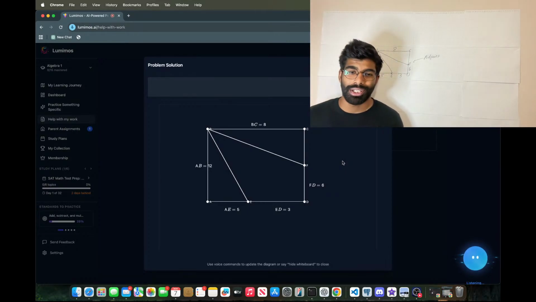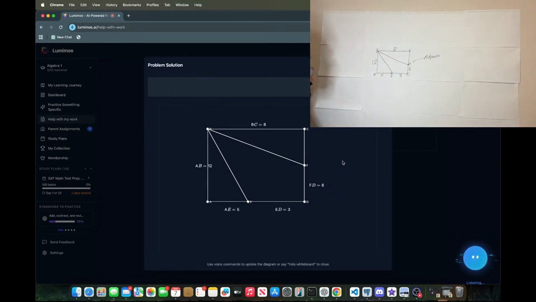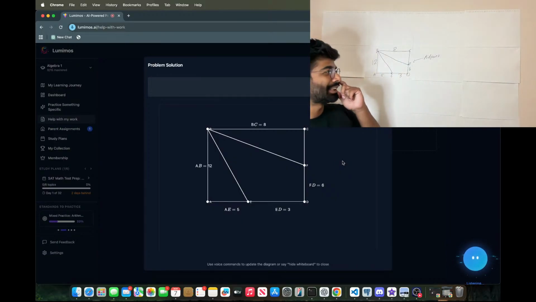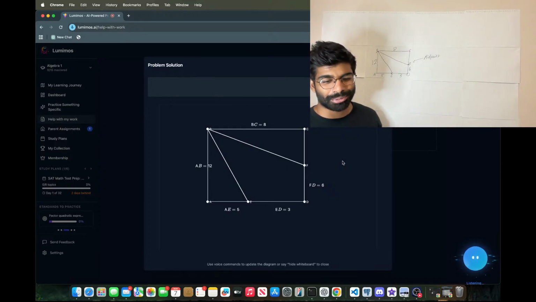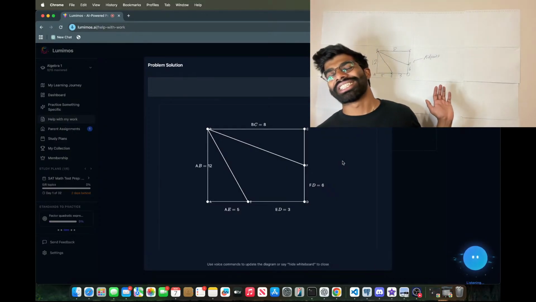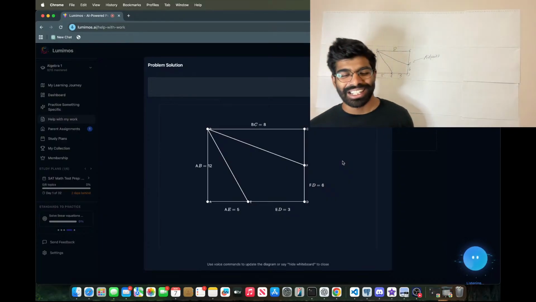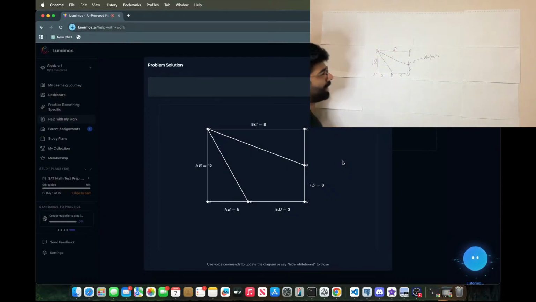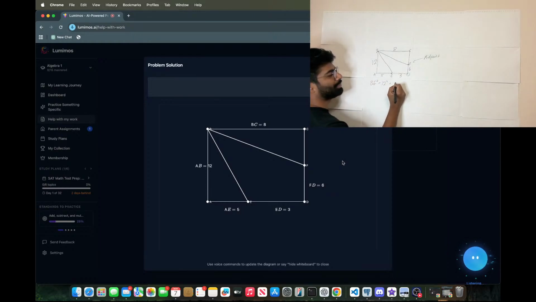I think we should start with BE because we know the other two sides. Now, I know that CF is going to be 6 by logical conclusion. But I just think BE looks nice, we can start with that. And I know it's the Pythagorean theorem. So BE squared equals 12 squared plus 5 squared.